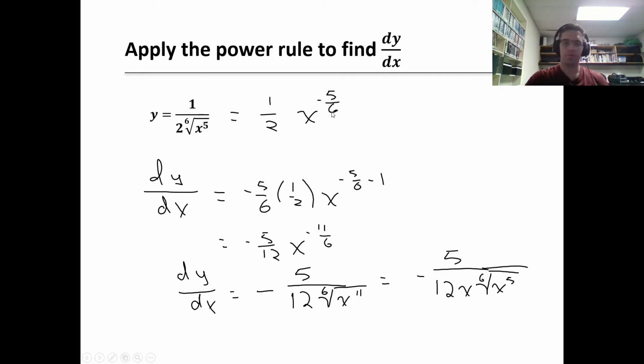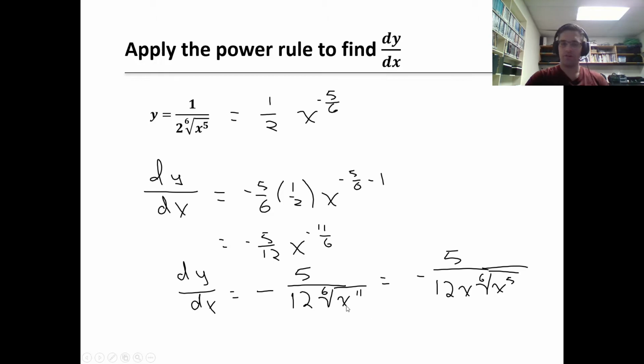So when we do power rule, we're going to multiply the 1/2 by the negative 5 over 6. And then we're going to subtract 1 from the 5 over 6. We're going to get negative 5 over 12 x to the power of negative 11 over 6. And we can, again, leave that in this form, or we can write it as a quotient with a radical on the bottom.